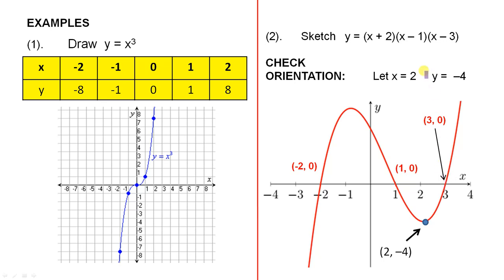Now the other thing, we have to work out the orientation, that is, which way does this curve go? So basically it can either go that way or it can go this way. So all we do, we substitute another point into the equation, and that helps us to check the orientation. For example, if we let x equals 2, we substitute 2 into that equation, that gives us y equals -4. So the point is 2, -4. So we can see straight away that this is the orientation.